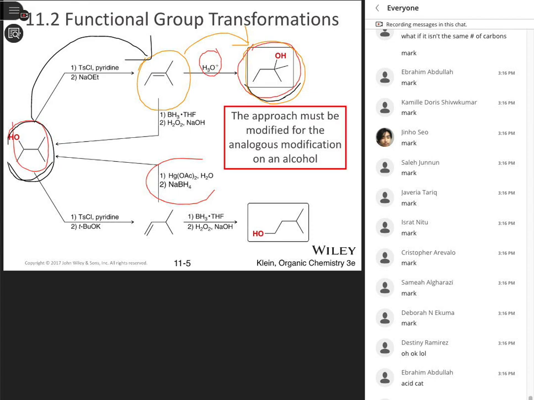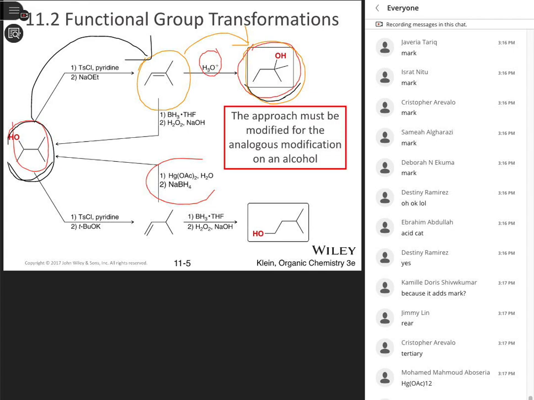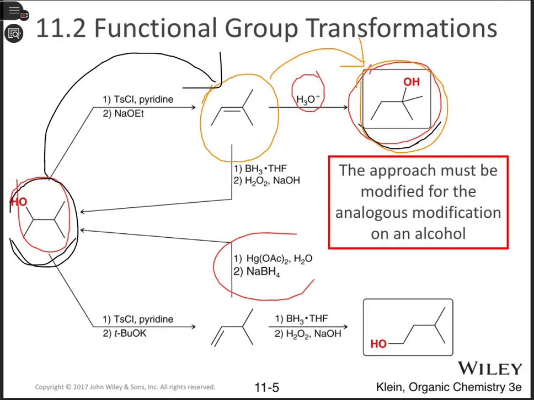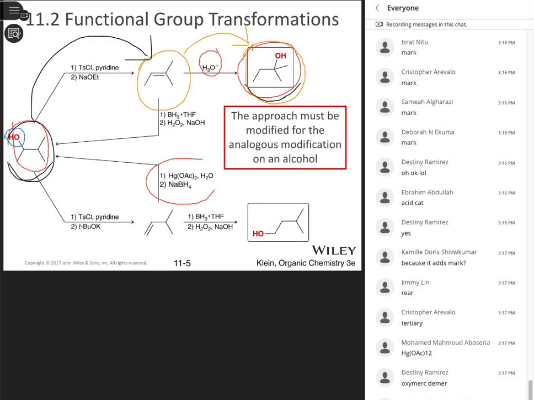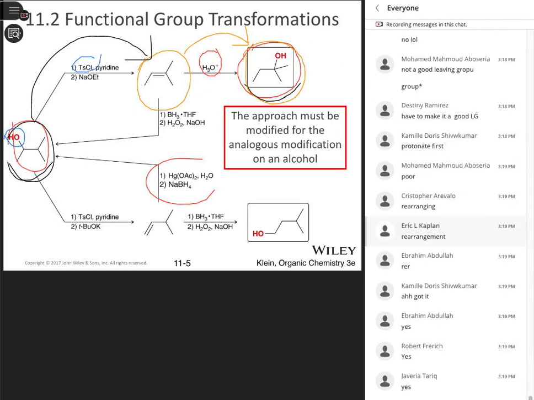And so, why do we stay away from E1 reactions? Not that I'm saying they're wrong, but why do we stay away from them? Because often they involve rearrangement, and you can't really control the product. Now, OH is not a good leaving group. Can I convert OH to a good leaving group? Yes. Add tosylate, OTs.